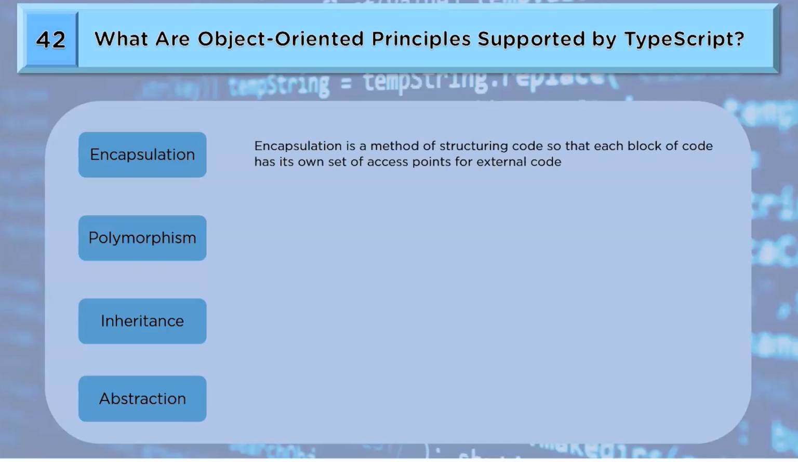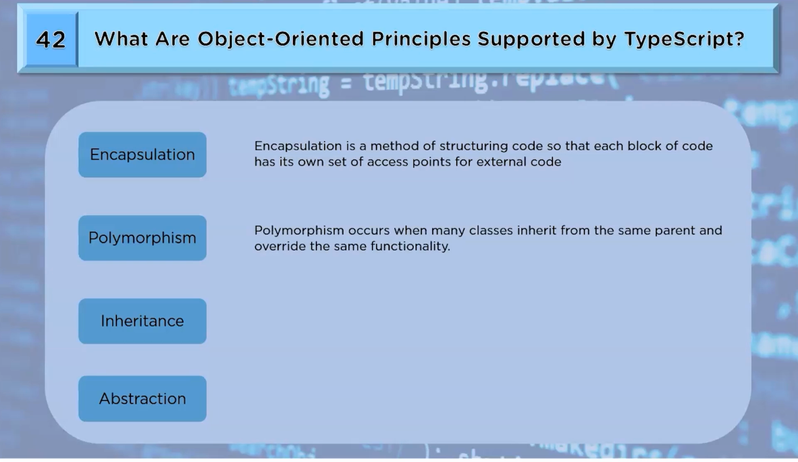Encapsulation is a major component of object-oriented programming languages, and it's a method of structuring code so that each block of code has its own set of access points for external code. Polymorphism occurs when many classes inherit from the same parent and override the same functionality. Each of those child classes is now responsible for implementing a property or method, but they may do it in their own unique way.